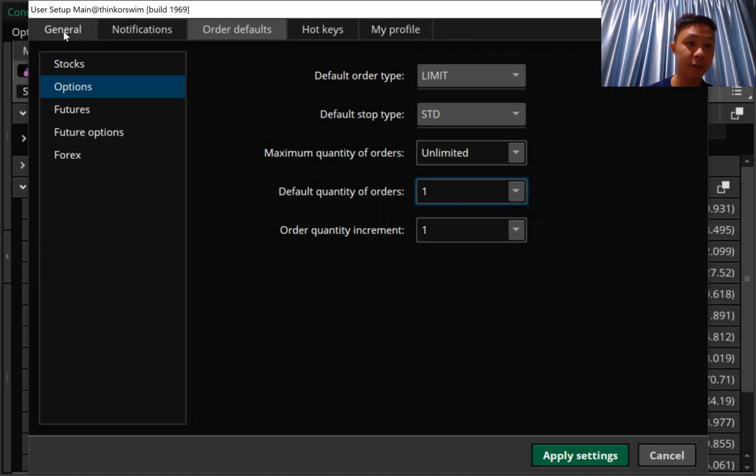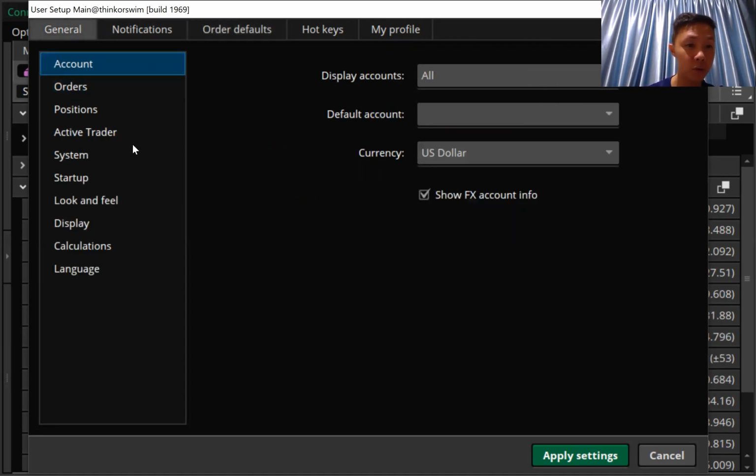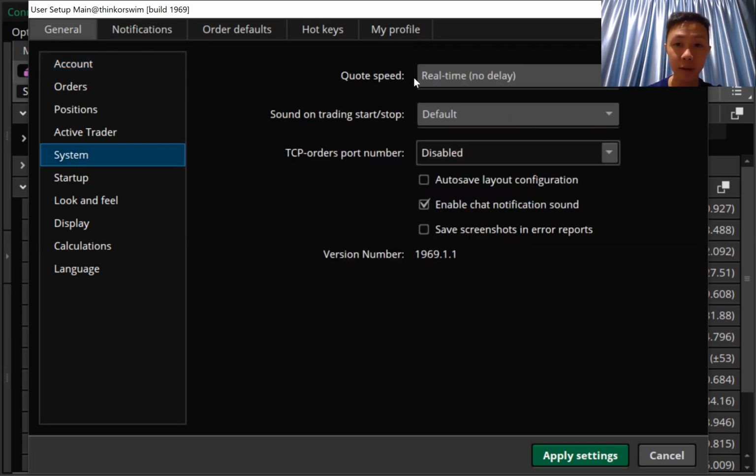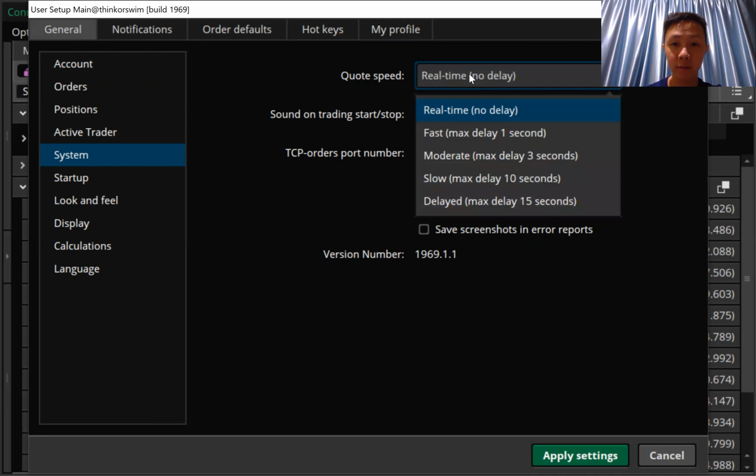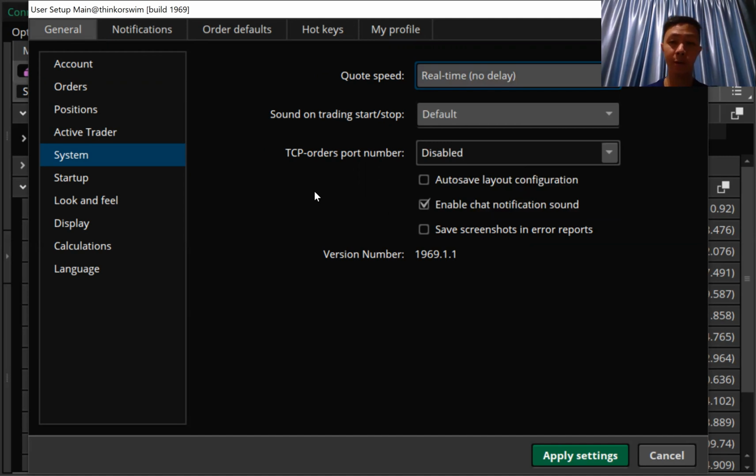And then the other thing is click system and change quote speed to real time no delay, so that the quotes you'll be seeing will be real time. Your portfolio size must be at least 2.5k US dollars to have the live data. If it's less than 2.5k, you will have this delay. Even though your portfolio is 2.5k and above, if you still receive delayed data even though you clicked real time no delay, then email or call TD Ameritrade to fix this issue. The best is to call them.